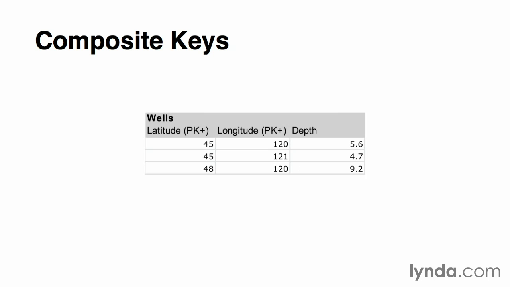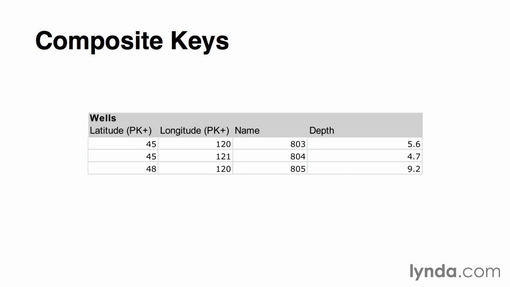Instead, what we can do is create a composite key, saying that it is the unique combination of latitude and longitude that provide the primary identifier for each well. Now our database is protecting us from invalid data entry. We can have lots of wells in a row at the same latitude and lots in the same longitude, but only one well at any specific intersection of latitude and longitude.